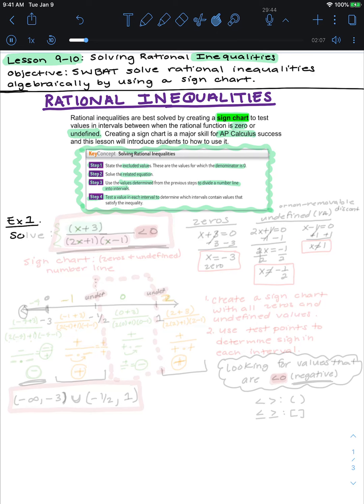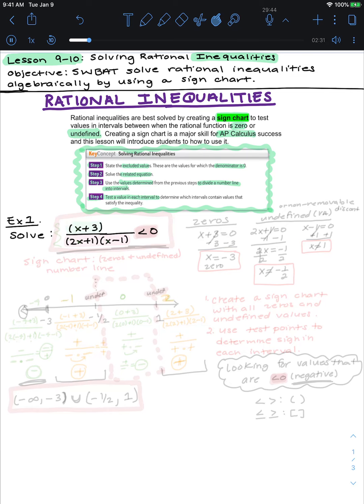So we are going to solve x plus 3 over 2x plus 1 times x minus 1 is less than 0. Okay?